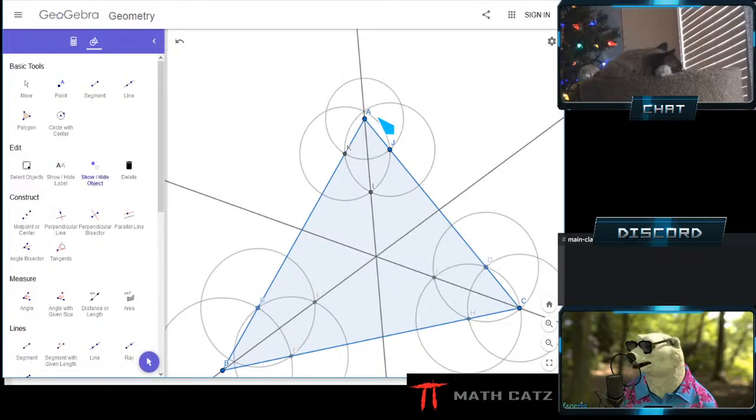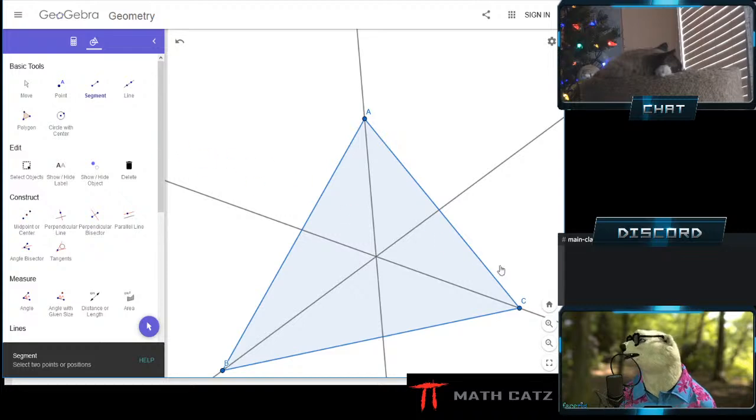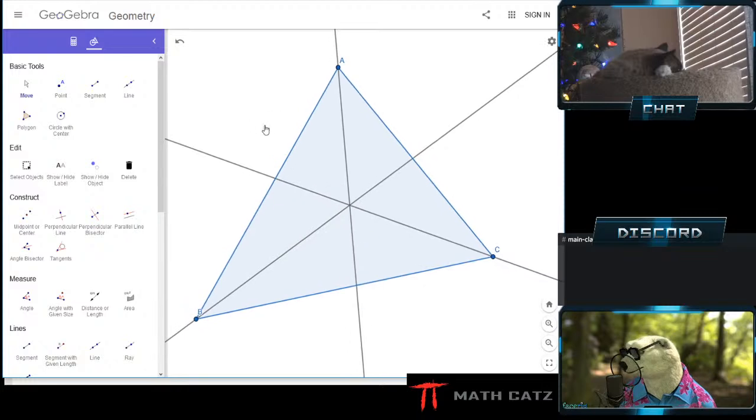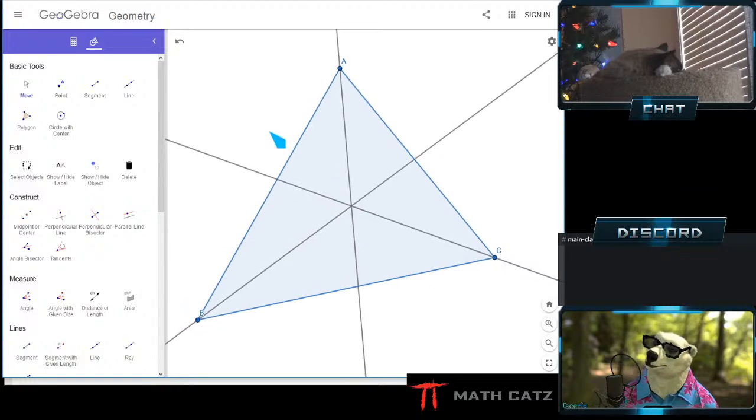Let's hide some stuff that I don't want to see because it might distract me. There we go. Let's zoom. I don't have to zoom out. I think I'm good. There we go. Now, I don't want to do too much more.